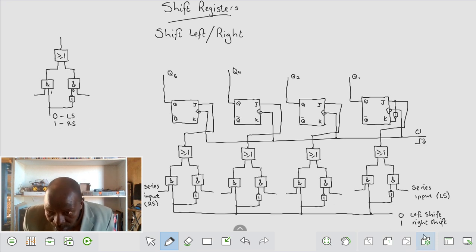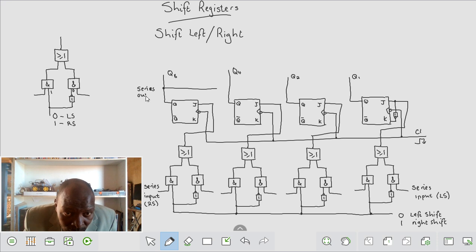Now, what you then do is the input comes in, comes out there. That output must either be the series out for the left shift, or this here could be the series out for the right shift. But I'll come to that, because I want to have lines that are going to cross what I'm going to write. So I'll do that later.